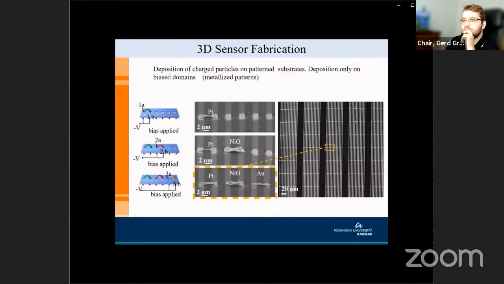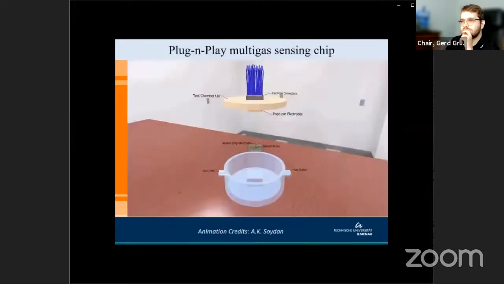Continuing this further, looking at the overview picture of our chip, what we see is that in a sequential manner, we are growing platinum, then nickel oxide, and then gold bridges next to each other, which are separated by a distance of 5 microns between adjacent bridges. The idea is that we make this three-dimensional structure as a sensor, and this chip, which is the sensing chip, we make it into a plug and play device. So I would play an animation here to make you understand how this is working.